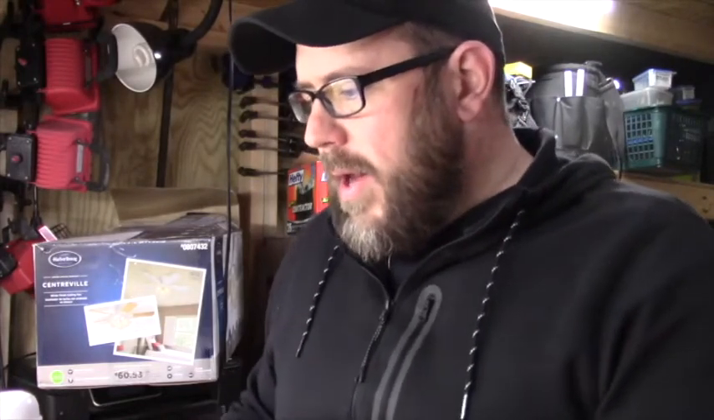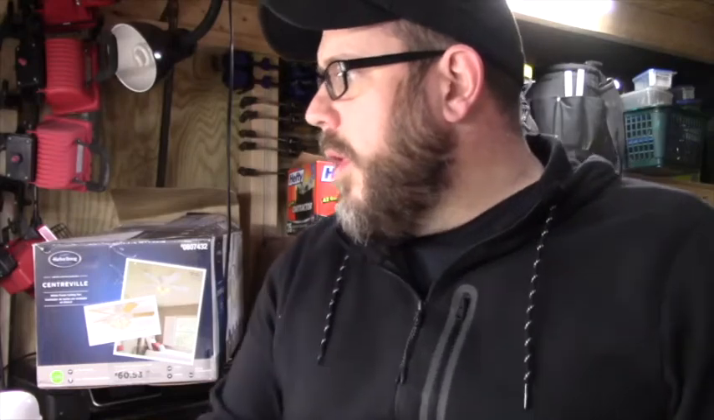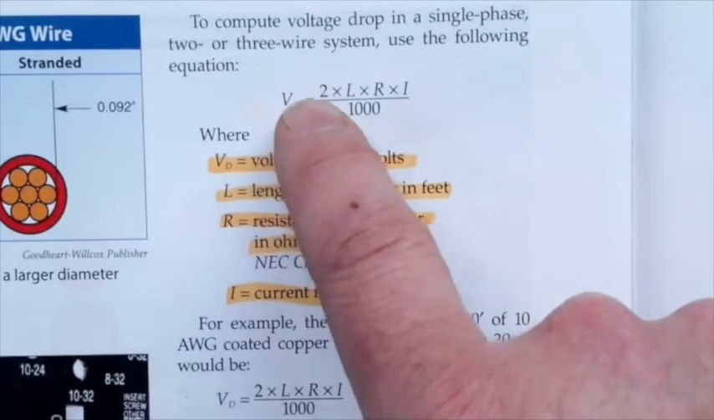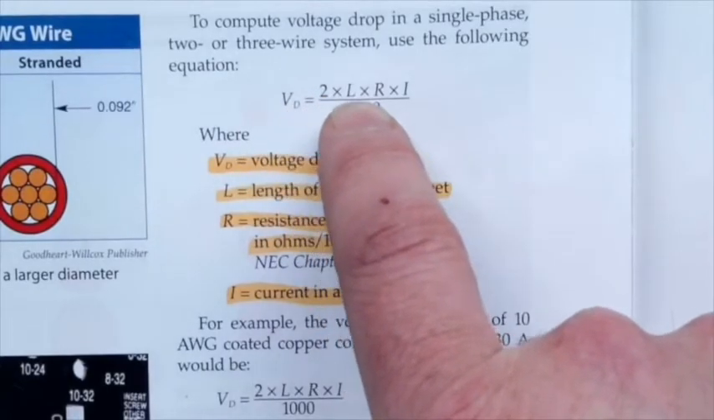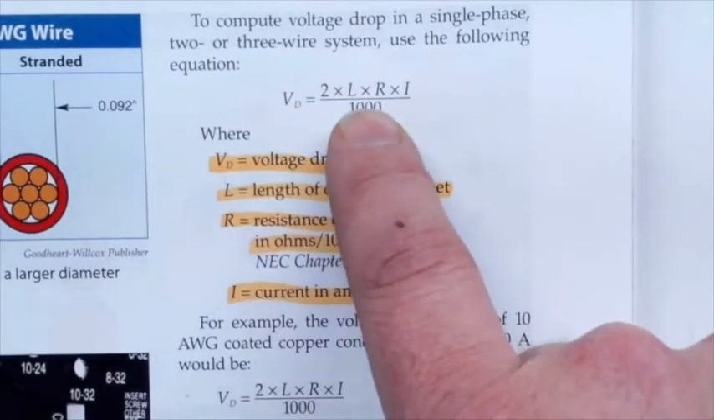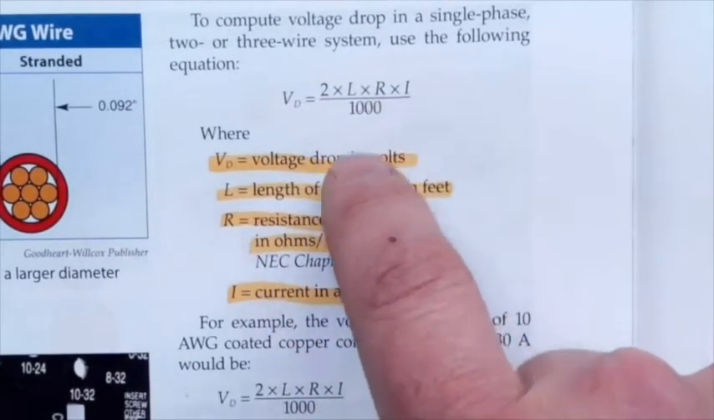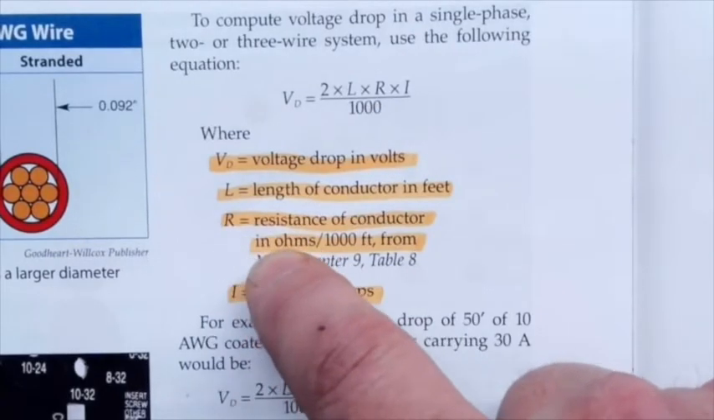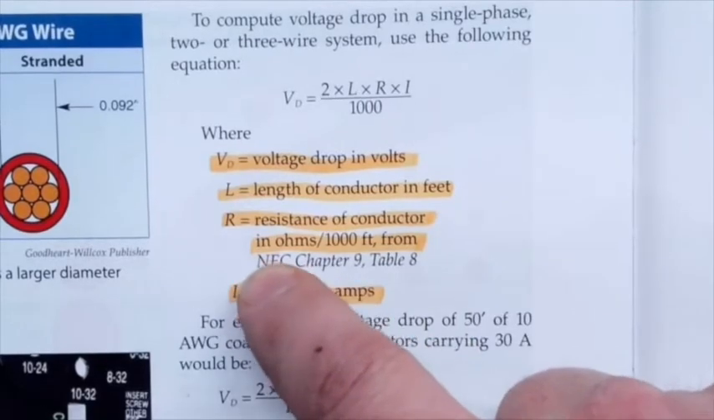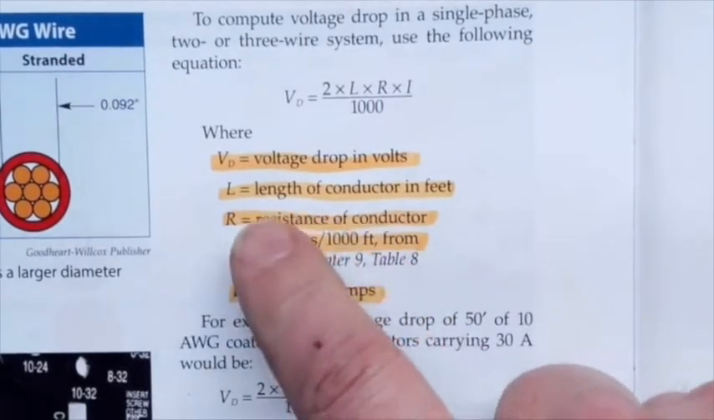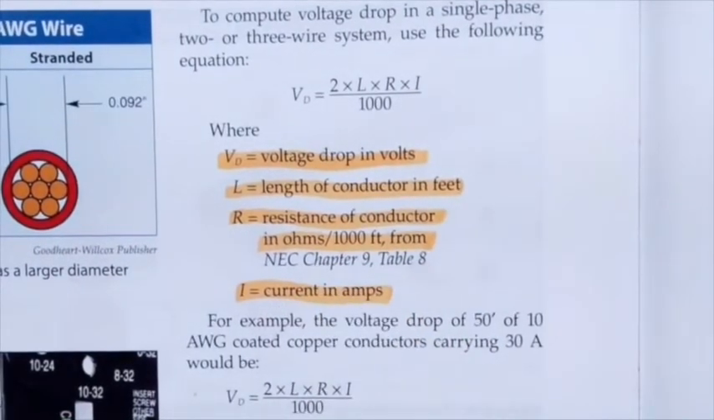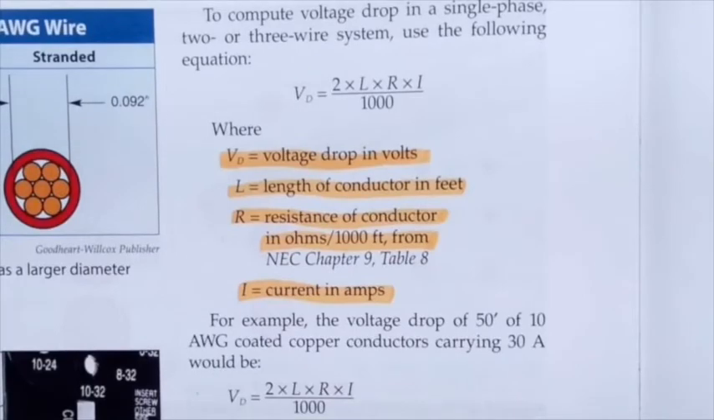As the chapter goes on, it's going to go into how to calculate. I'm going to show you quick here. You have VD equal to 2 times L times R times I. The 2 is 2, L is our length, R is the resistance of the conductor in ohms per 1,000 feet, and that's that paper I was just showing you, NEC Chapter 9, Table 8. And lastly, I is current in amps. Same thing we've always been using.